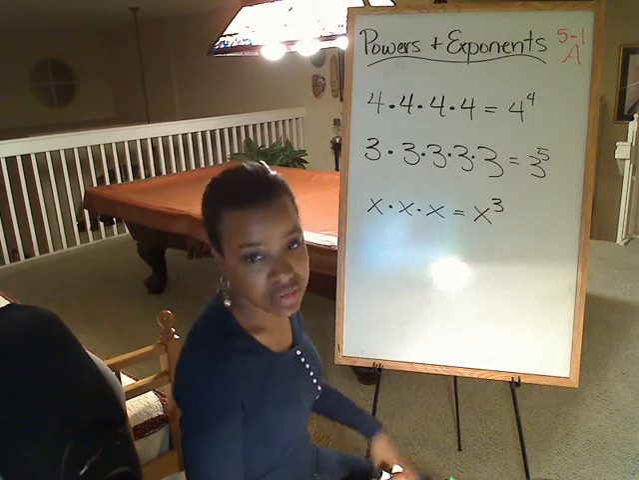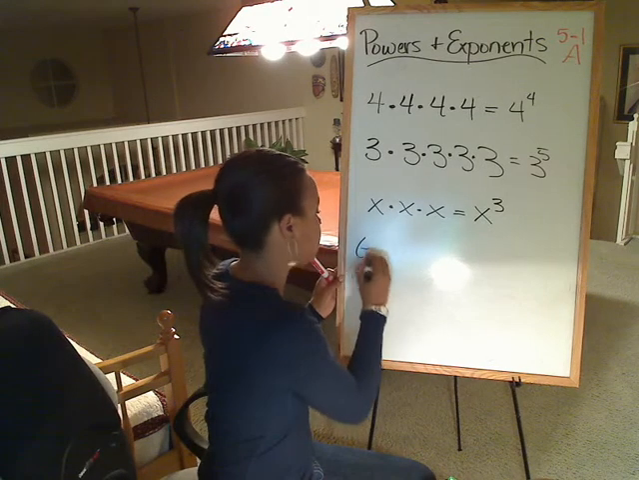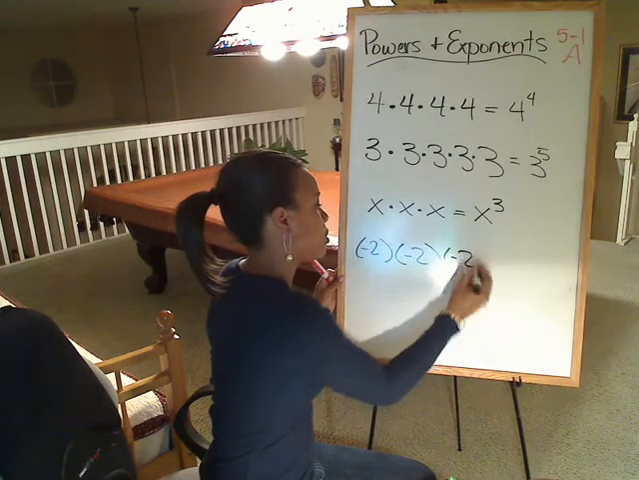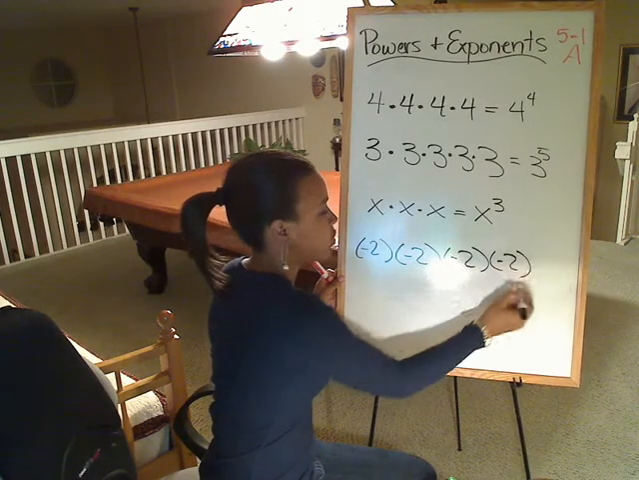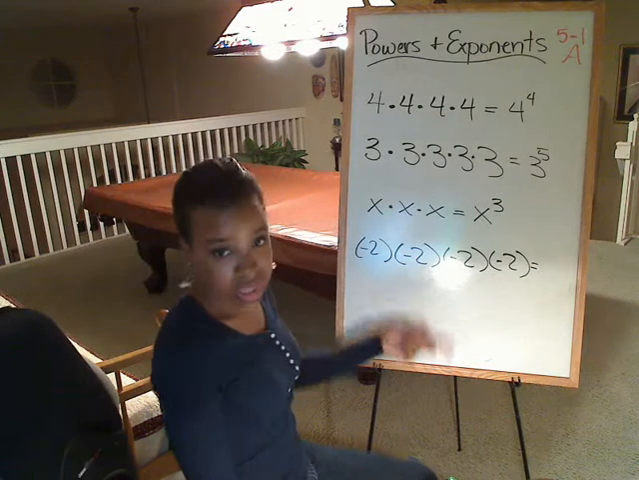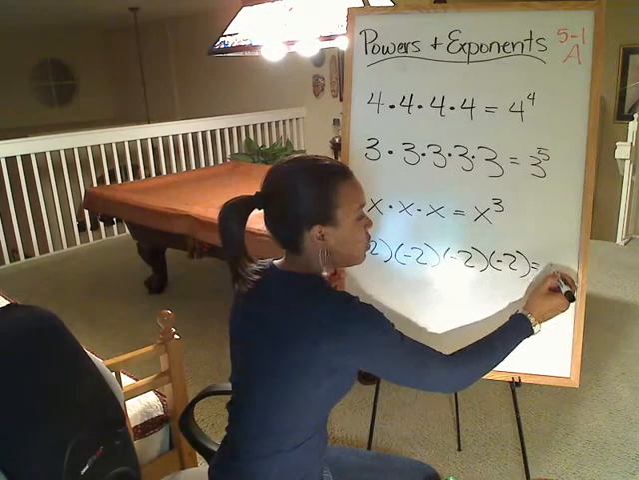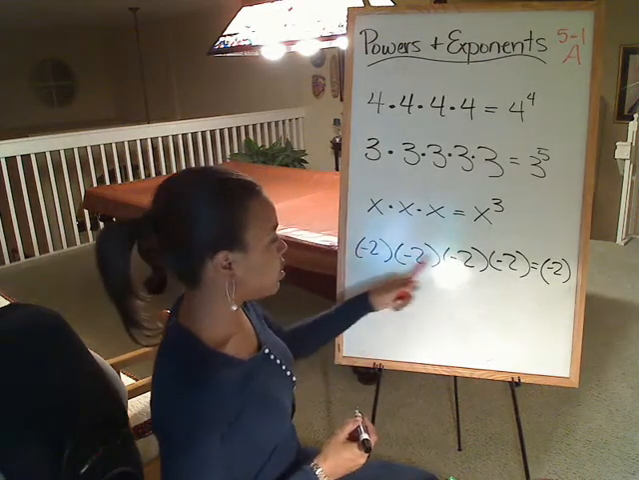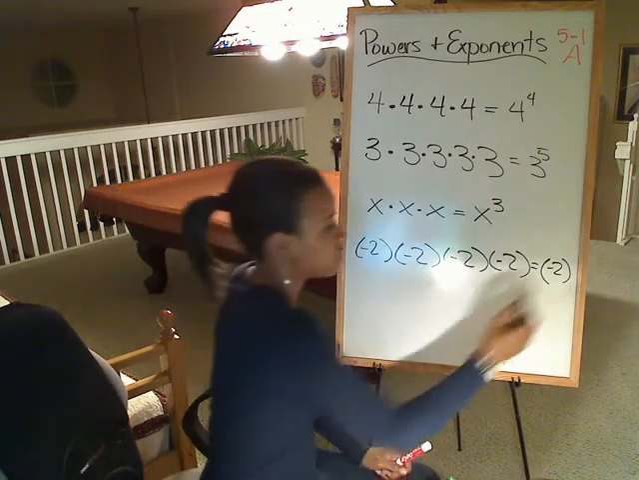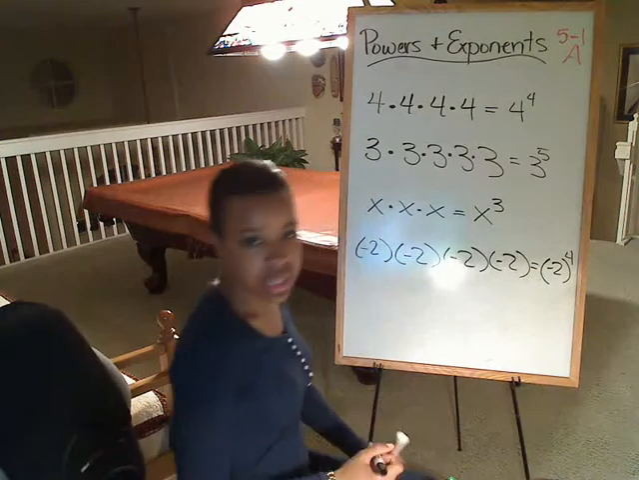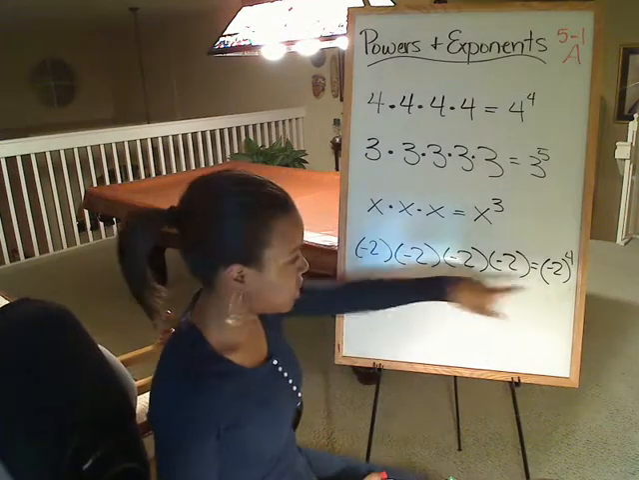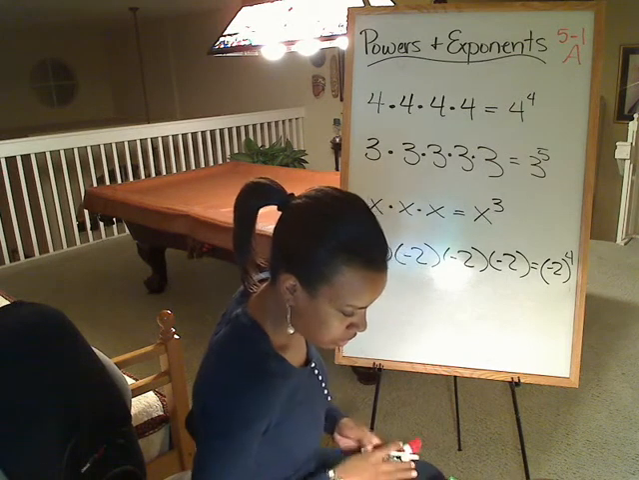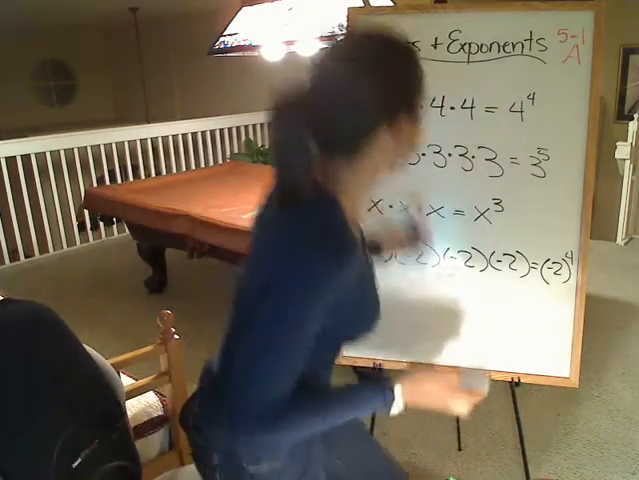If you have a negative number, say you have negative 2, right? Your base would be negative 2, and you put it in parentheses because it's negative, and you multiplied it 4 times. So that would be negative 2 to the 4th power. Okay? That would be negative 2 to the 4th power. Let's do some more examples.